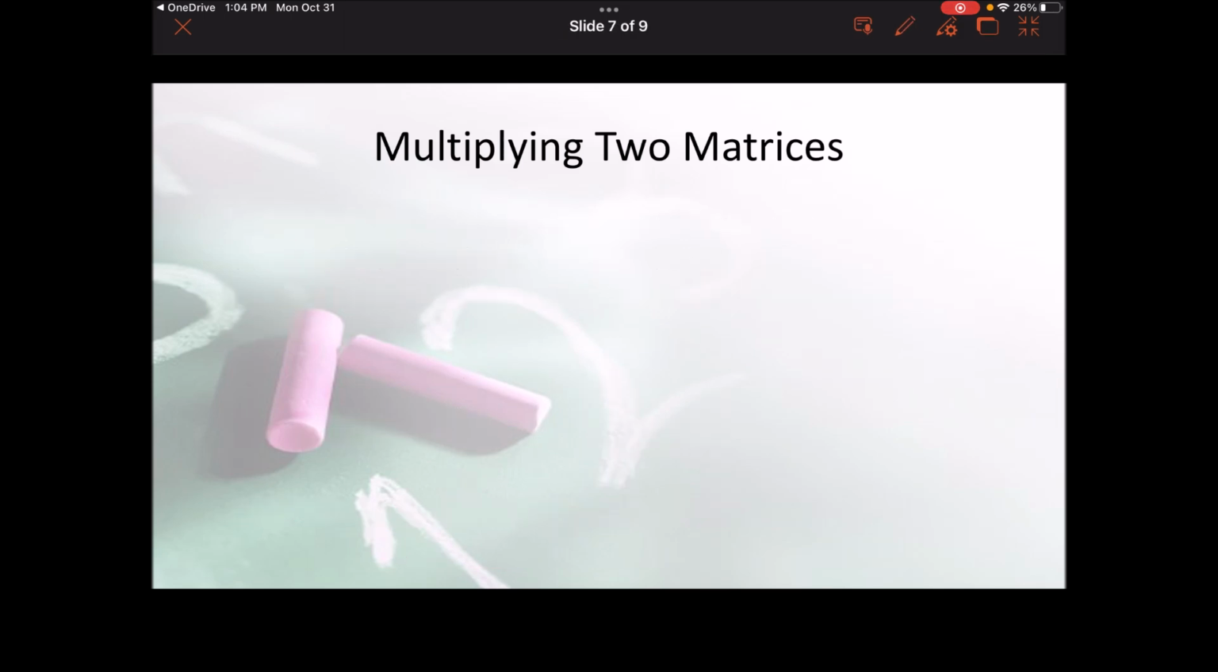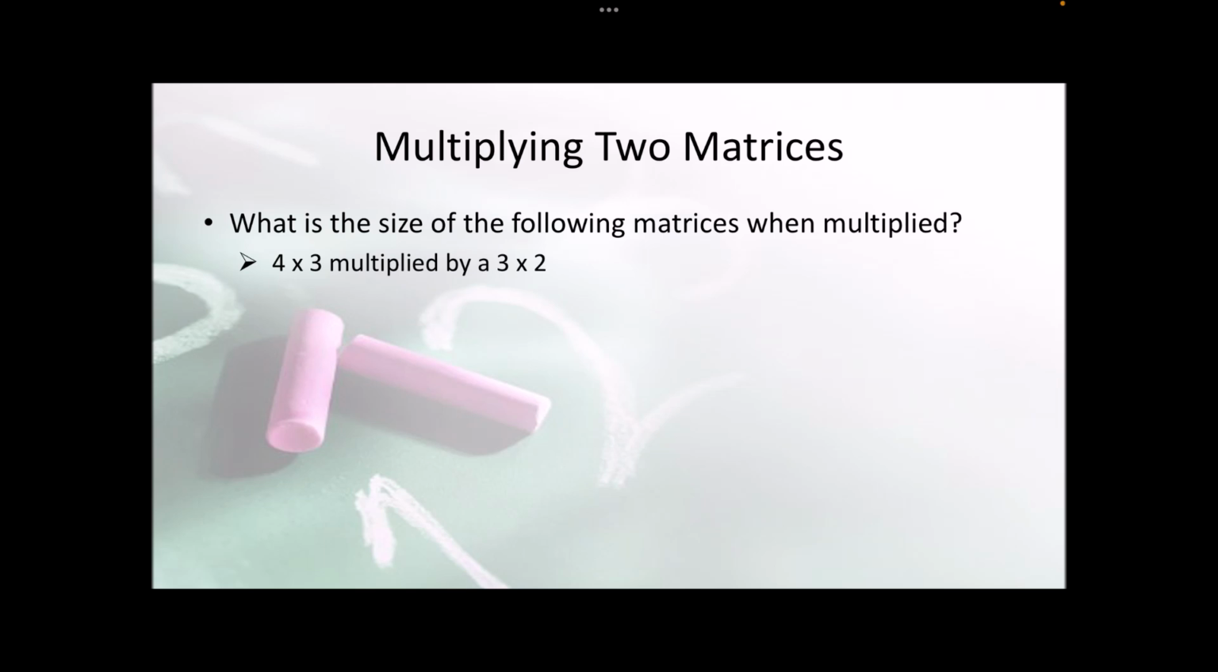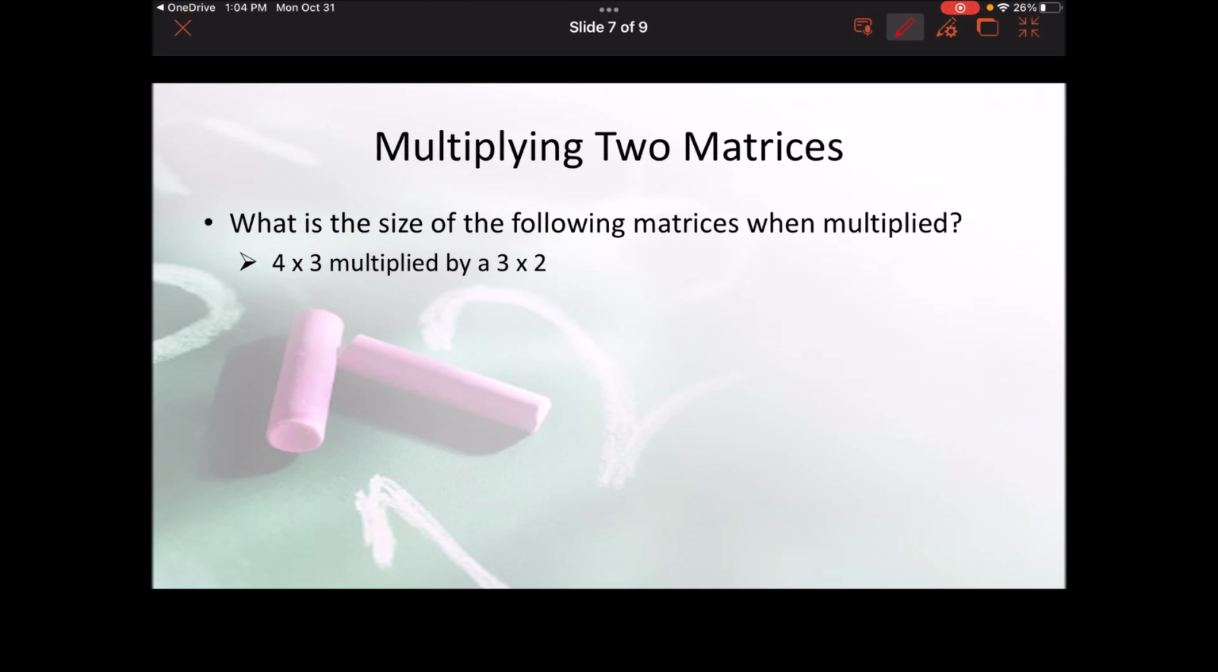So let's do a little practice. Let's say I have a 4 by 3 and a 3 by 2 matrix that I'm multiplying together. First, I need to determine, can I multiply these two matrices together? I look at the second number, which represents the number of columns in my first matrix, and the first number, which represents the number of rows in my second matrix. They are the same. Therefore, I can multiply the two matrices together. What is the final answer, the result matrix, going to be? It is going to be a 4 by 2 matrix.